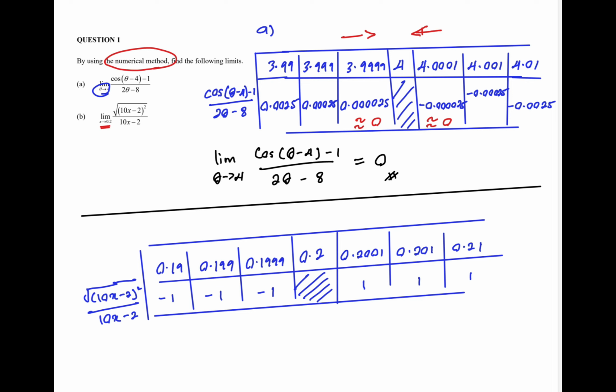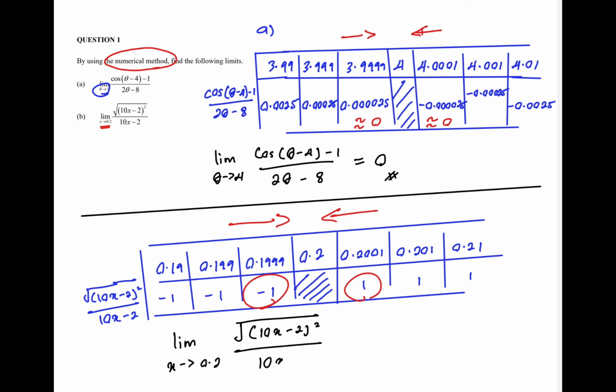We can see here from the left we get -1, and from the right we get 1. So from the left is not equal to from the right. We can conclude that the limit as x approaches 0.2 of the square root of (10x minus 2) squared divided by 10x minus 2 does not exist, because the limit from the left is not equal to the limit from the right. We should know that the limit must exist from both left and right.